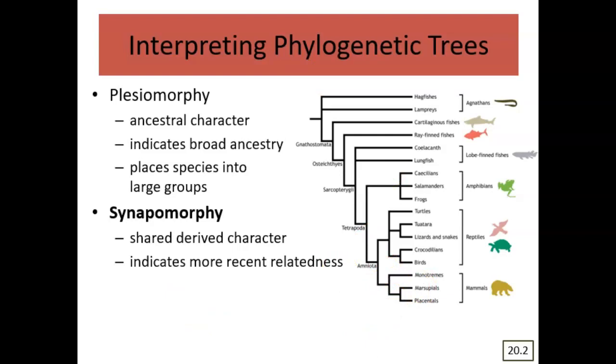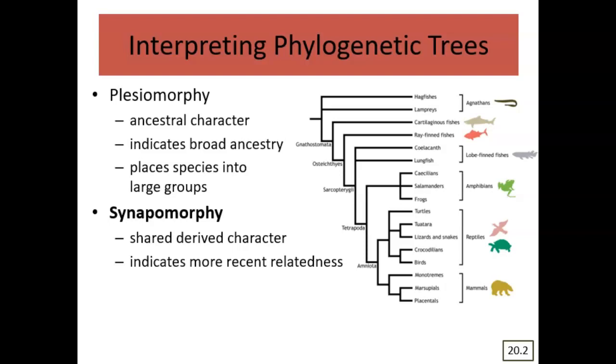Mammary glands, the characteristic for which the group is named, would be found just in the mammals. A dentary squamosal articulation of the jaw joined with the head is found only in mammals. Synapomorphies help us to figure out who's related to whom within that broader group.